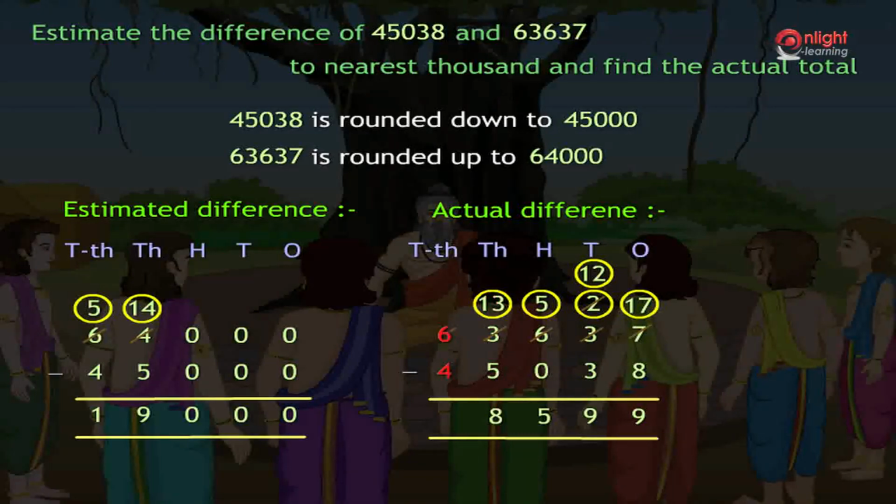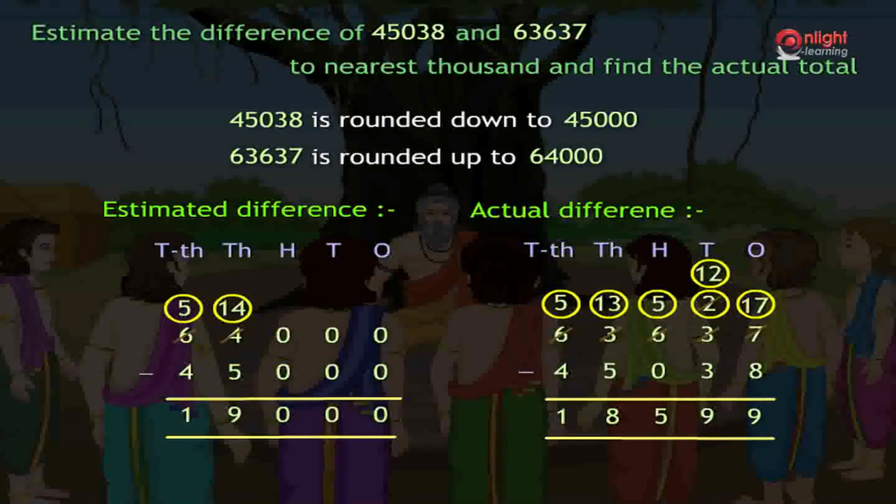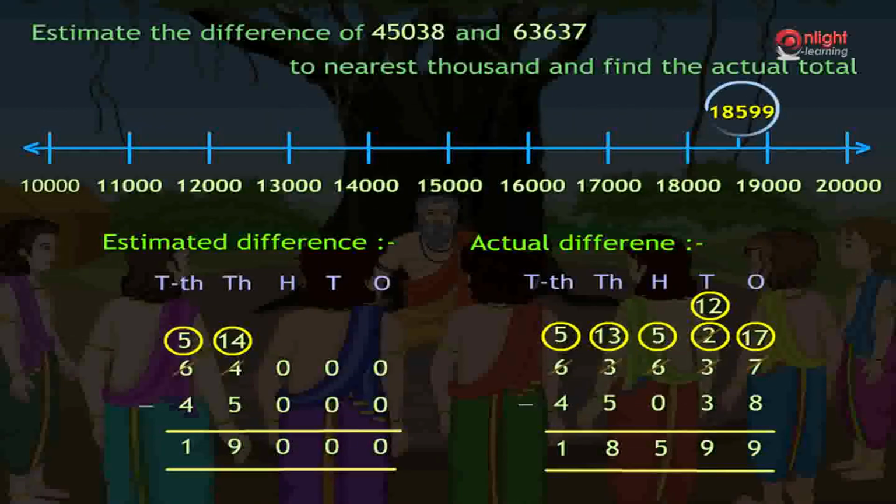And now in 10 thousands place, we have 5 and 4. So subtracting, we get 1 10,000. Hence the actual difference is 18,599. The estimated difference was 19,000. The actual difference is 18,599. Now rounding off this actual difference to nearest thousand, we get 19,000, which is same as estimated difference.